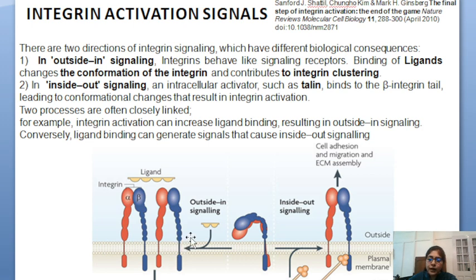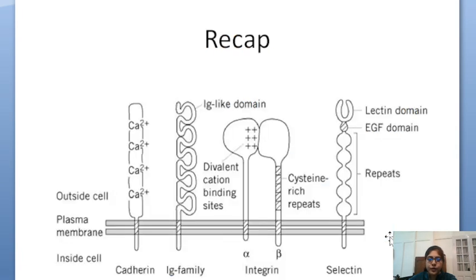In the case of inside-out signaling, where the stimulus is from inside, there is a protein called talin. It has a talin binding site on the cytoplasmic face. Talin binds to the integrin, it changes the conformation, and then it leads to a cascade where the result you can see on the outer side of the cell. This type of signaling is important for cell adhesion, migration, and extracellular matrix assembly. So these are two different types of signaling ways.